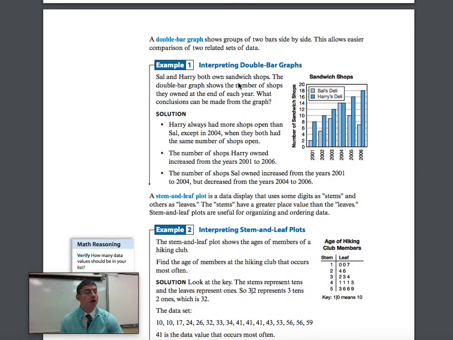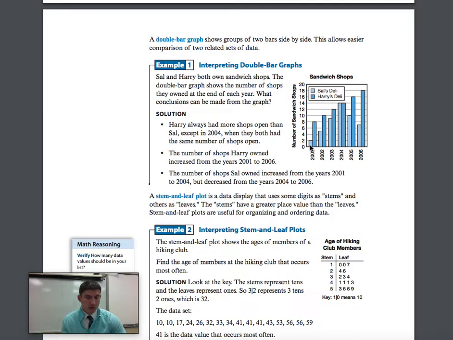Sal and Harry both own sandwich shops. The double bar graph shows the number of shops they owned at the end of each year. What conclusion can be made from this graph? Our solution, you'd say that looks like Sal's Deli was a smaller company. There were only 2 shops in comparison to Harry's Deli, who had 8. It looks like Harry's Deli continued to grow up until 2006. So over the course of 5 years, a lot of these places were opening. There was more and more of these restaurants for Harry's Deli.